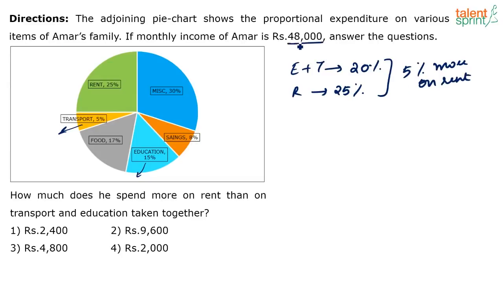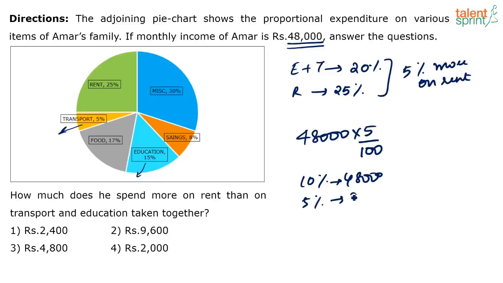So his monthly income is 48,000. So how much extra is he spending on rent? 5% extra compared to the other two he is spending on rent. Again, you needn't write it like this. See, what is 48,000? 10% of 48,000 is 4,800, right? So what will be 5%? It will be 2,400. You can do this calculation in your mind. The correct answer here is option 1, 2,400.